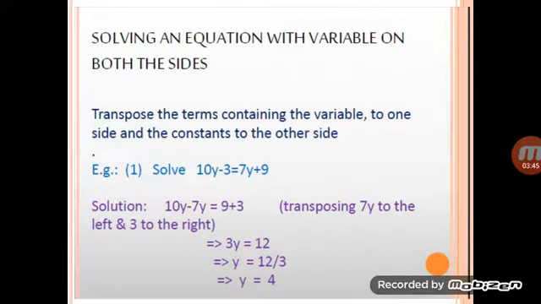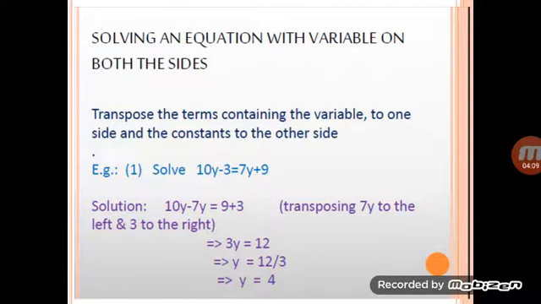Solving an equation with variable on both sides. If we have the same variable on both sides, we can simplify by collecting like terms on one side. For example, 10y minus 3 equal to 7y plus 9. We will take the y terms on one side, usually the left hand side, and the right hand side is fixed for the numbers.